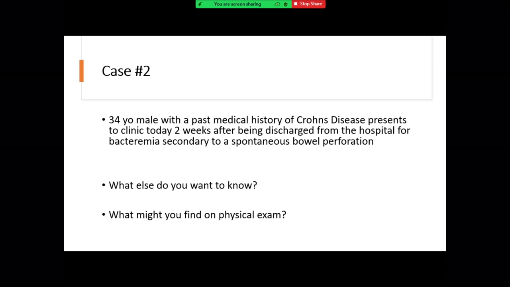Absolutely. So, do they have an ostomy now? Is it all closed back up? How long ago was the surgery? How long were they actually in the hospital? Absolutely. All great questions. What else?